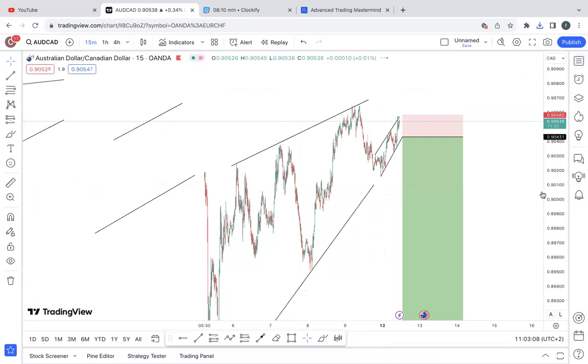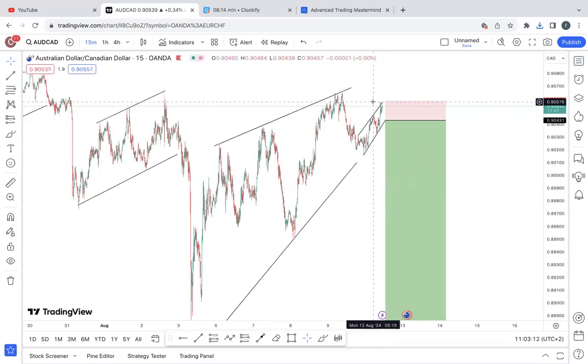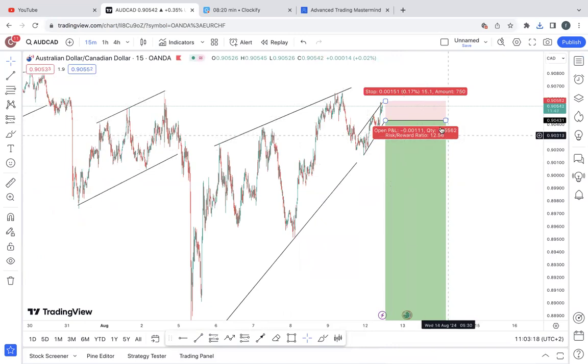Now, guys, I will continue to update you if anything happens, if it will get tagged in, or if price doesn't give us any entry and instead just continues to climb up. I'll evolve my structure and look for another corrective structure that I can use to execute my entry.